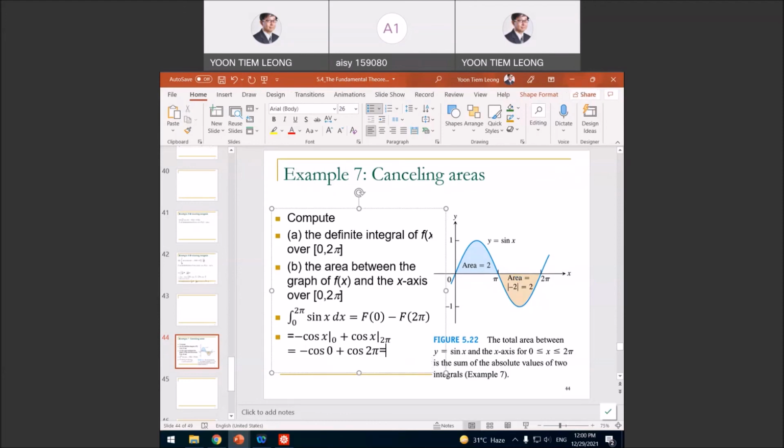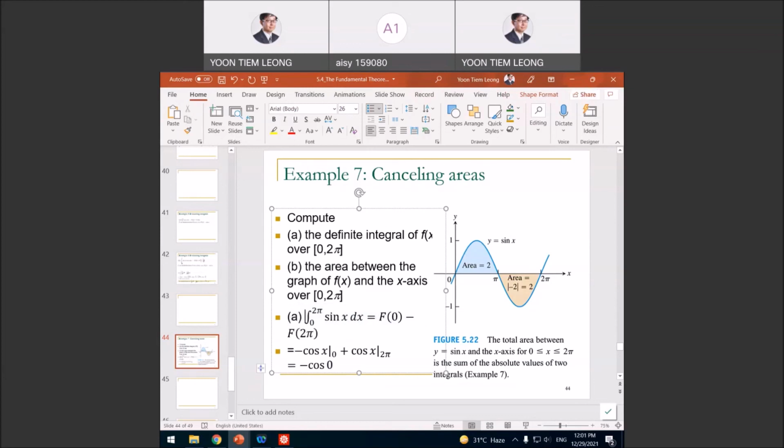The answer is just a simple value. Cos of 0 is minus 1 plus cos of 2 pi. Cos of 2 pi is just cos 0, right? It's the same circle, right? You come back to the circle, then you get 1 as well. So you got 0, right? So straightforwardly, the integration from 0 to 2 pi for sine x is 0. And this is for part A of the questions.